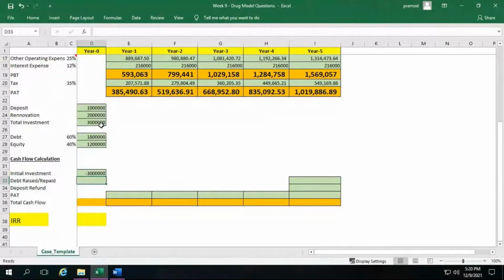So debt raised. What is a debt raised? When it comes to raised or repaid, the repaid amount is this debt amount. So equals, select the debt. This is the amount. They have not asked you to show a deposit refund or part in the first year. So total cash flow is the sum of initial to the part. So the amount is calculated.